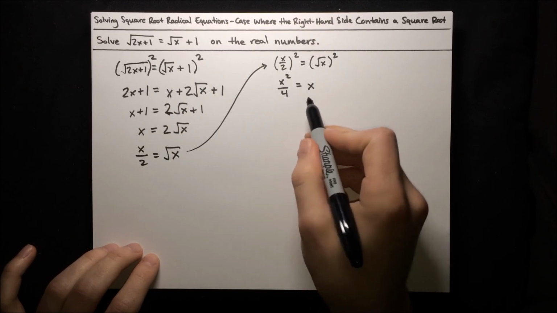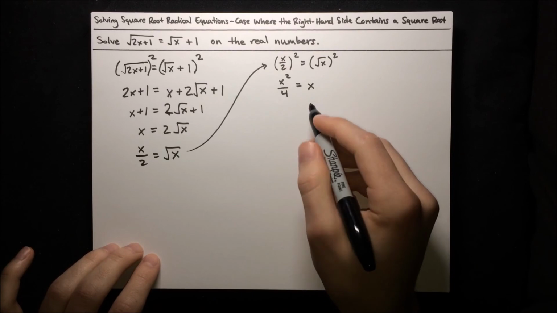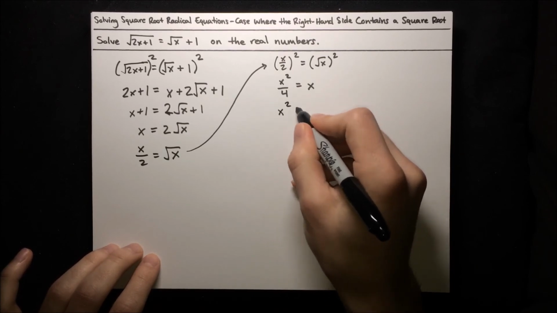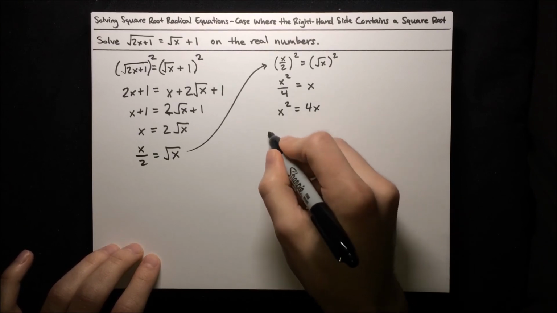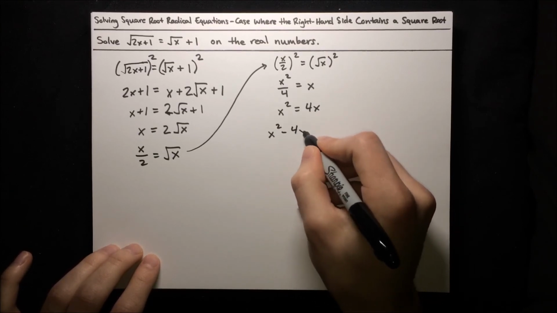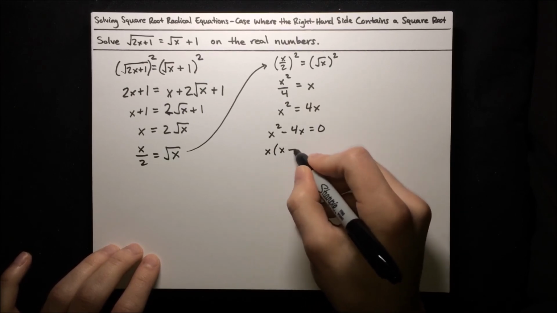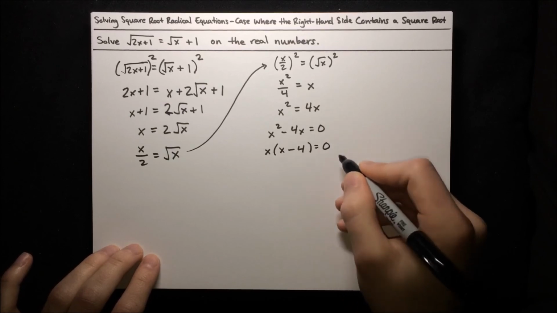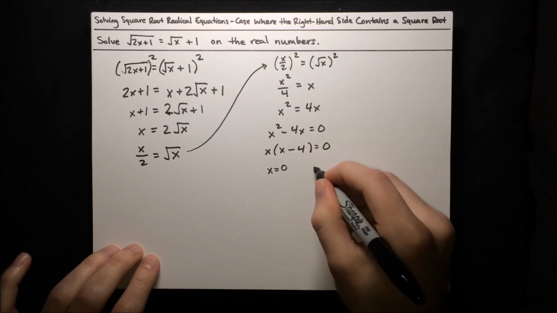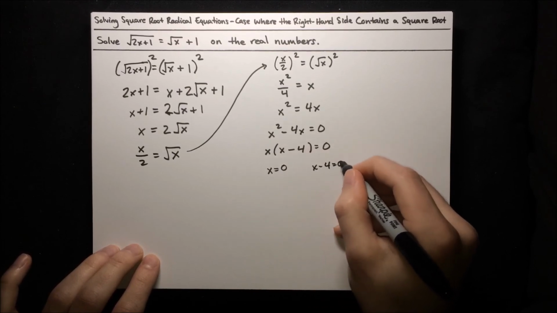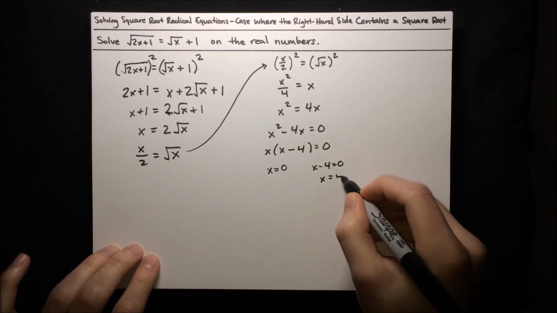So now let's go ahead and solve this quadratic equation. Why don't we start by getting rid of the fraction, so multiplying both sides by 4. We'll just get x squared is equal to 4x, and then let's go ahead and subtract off that 4x, get x squared minus 4x equals 0. We can factor that into x times x minus 4 equals 0. And then zero product property gives us 2 solutions, either x equals 0 or x minus 4 equals 0. That's already solved, and then x minus 4 equals 0 comes out to x equals 4.